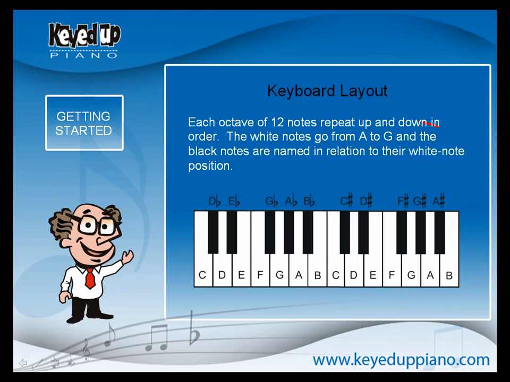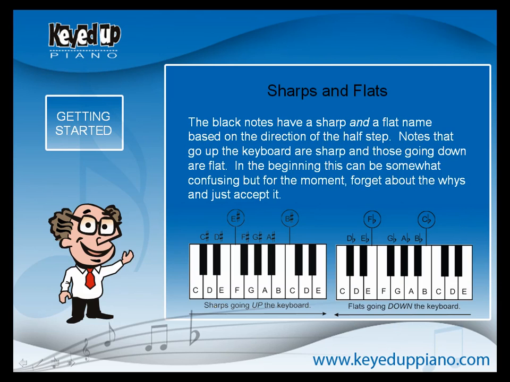Each octave of 12 notes repeats up and down in order. The white notes go from A to G. And the black notes are named in relation to their white note position. The black notes have a sharp and a flat name based on the direction of the half step. Now, notes that go up the keyboard are sharp, and those that go down are flat. In the beginning, this can be somewhat confusing, but for just a moment, forget about the whys, just accept it.